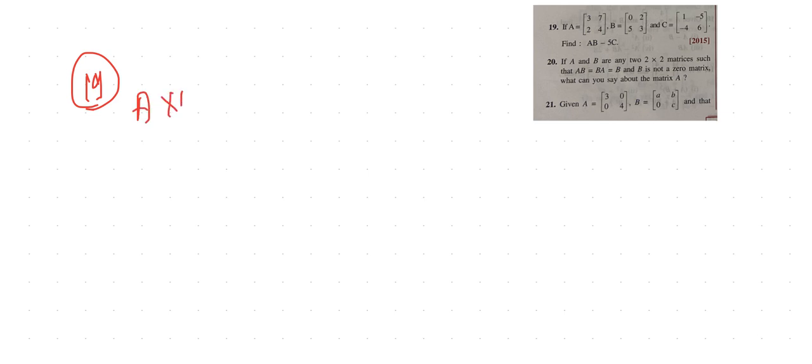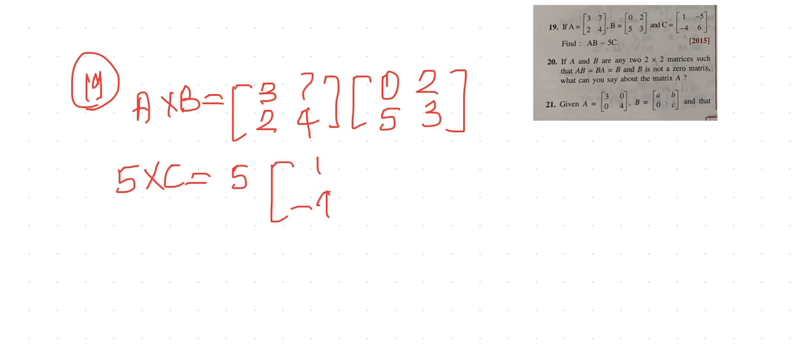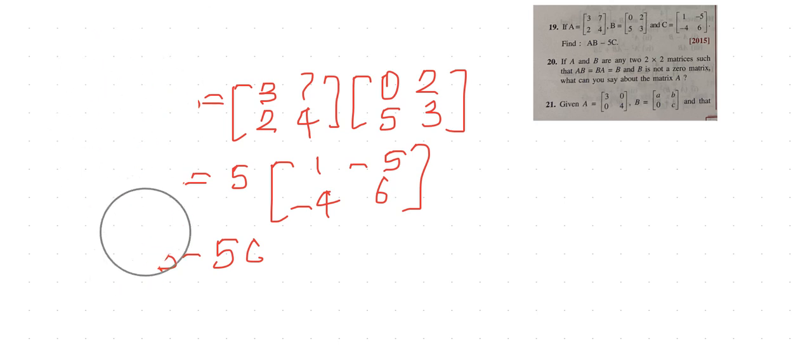What you will be doing, first you will be finding out A into B, which is equal to 3, 2, 7, 4, and this is being multiplied to 0, 5, 2 and 3. Okay, and once you are done with this, you will be finding out 5 times C, which will be equal to 5 into 1, minus 4, minus 5 and 6. So once you are getting this, now you can easily get AB minus 5C and then you can get the answer. So question number 19 also is an easy one. So that also is going to be your homework. We will be now moving to question number 20.